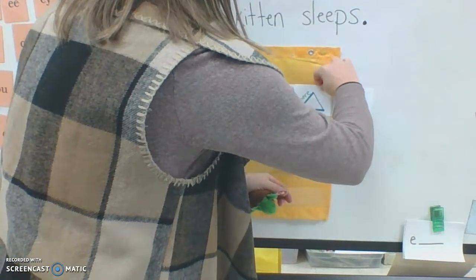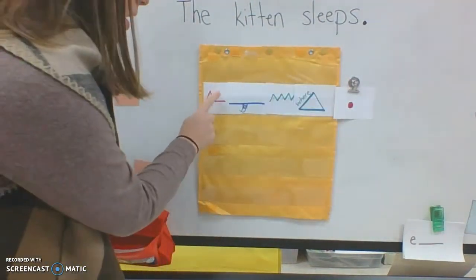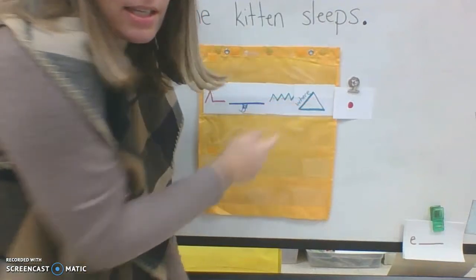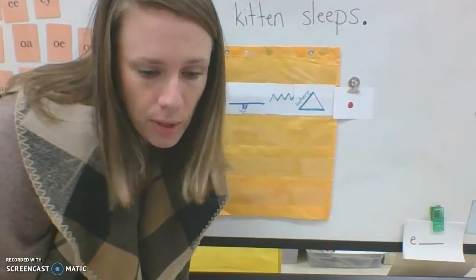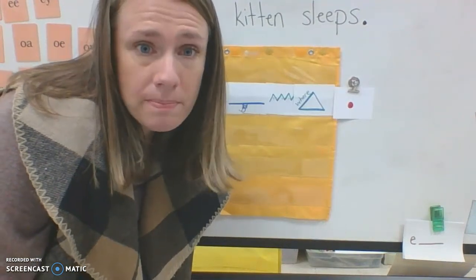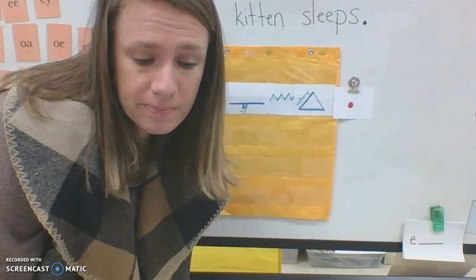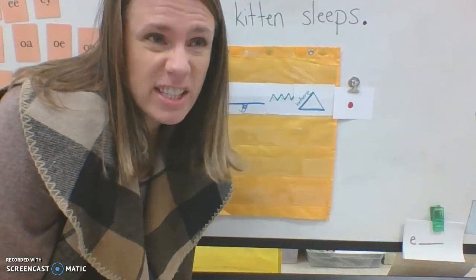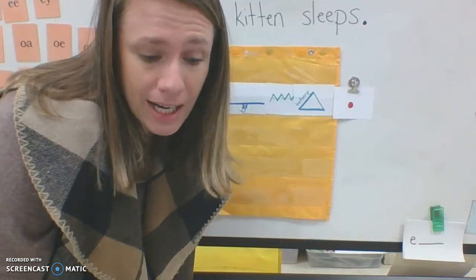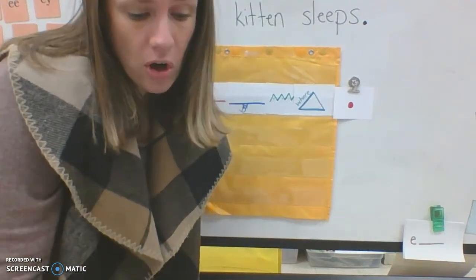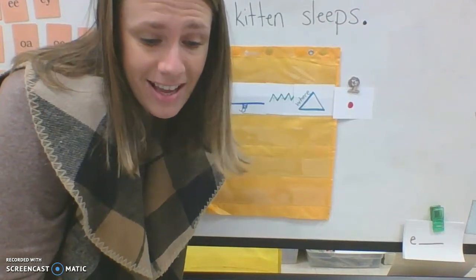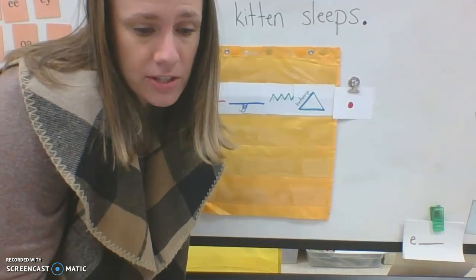Okay, so here's my sentence. The turtle walks. And now where could we say? Where is a place that a turtle could walk? Down the road, to the pond, under the bridge, in the slimy, muddy pond. Yeah, there's all different places.